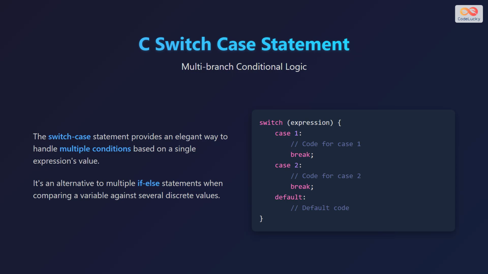Inside the switch block, you have different cases. Each case is followed by a constant and a colon. If the value of the expression matches the constant of the case, the code within that case will be executed. The break statement is used to exit the switch block after a matching case is executed. If no case matches the expression, the default case is executed. The default case is optional.